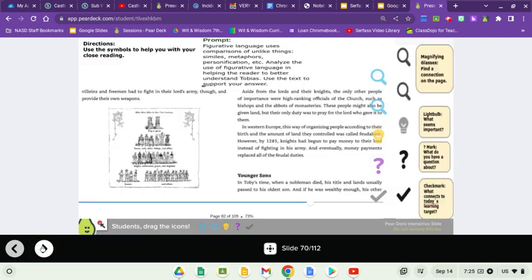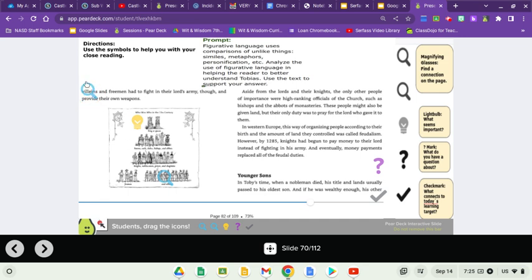Slide 70. Are you getting the point here? Oh, look, we got a little hierarchy here, right? I know hierarchies have been important in this unit. So I'm going to automatically, even before I look at the hierarchy, put my light bulb next to king and queen there. Villains and freemen had to fight in their lord's army, though, and provide their own weapons. All right. Aside from the lord, oh, and by the way, villains and freemen, there's the villains there, right? And turns out they had to fight in the army. So I got the connection between the picture and this.